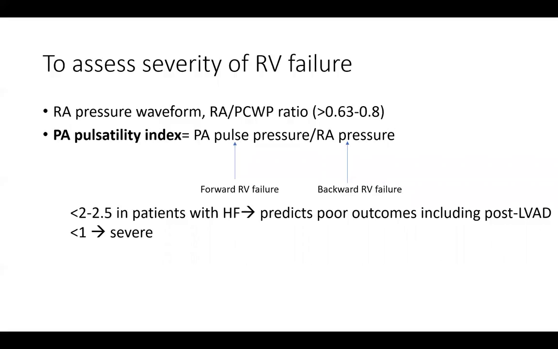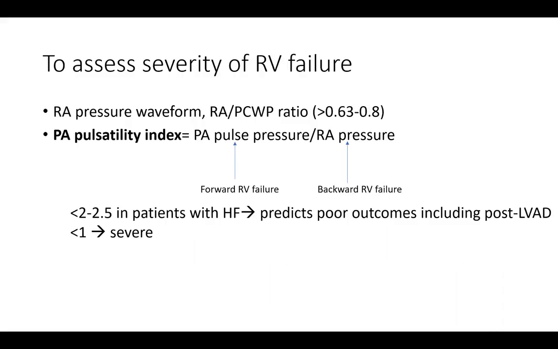Pulse pressure is always a representation of forward output, of forward stroke volume, okay? So PA pulse pressure is a correlate of the RV stroke volume. The lower it is, the lower the stroke volume. Always, pulse pressure and stroke volume correlate. RA pressure is a correlate of the backward failure. So this is very much used.